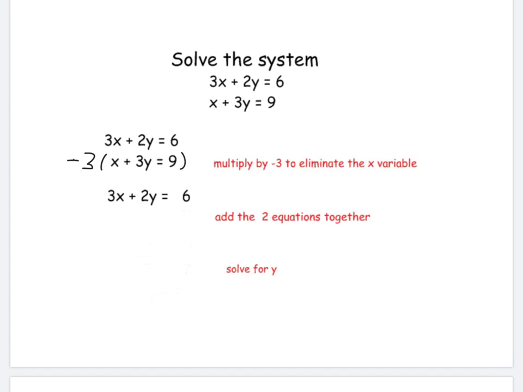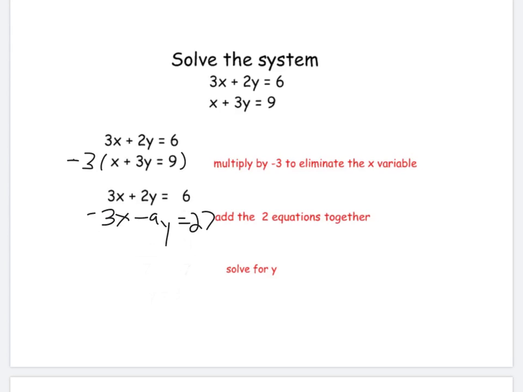So when I multiply the bottom equation by negative 3, I would have negative 3x minus 9y, because negative 3 times 3y is minus 9y, equals negative 3 times 9, which is 27.